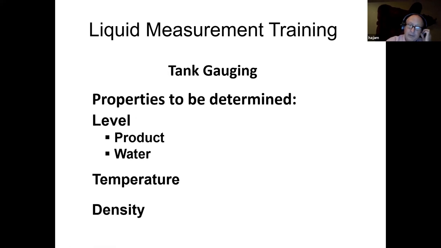Okay, so when we get up there on top of that tank, we want to know the level of the product. We want to know where the water's at and how much water there is. We want to know the temperature, and we want to know the density. So the only way to get that density is to grab a sample. And the only way to get that temperature is to lower a thermometer down into the tank. And the only way to know that level is to be able to lower that tank strapping or that tank tape with a plumb bob down into the tank to establish the level.